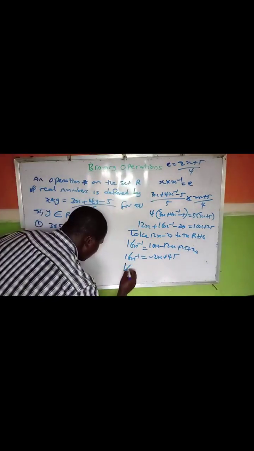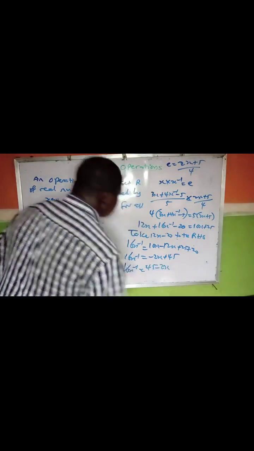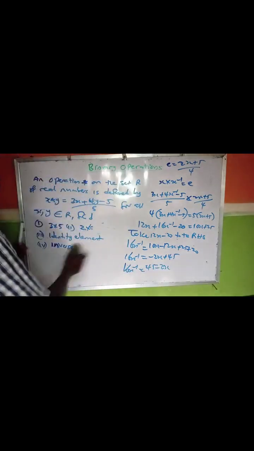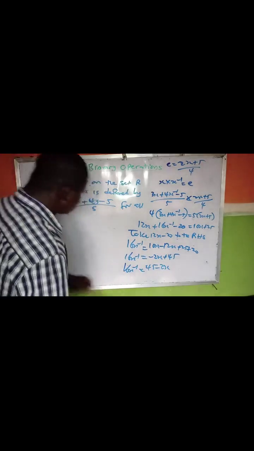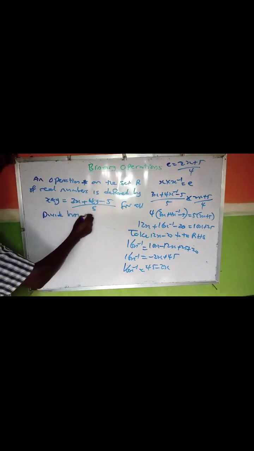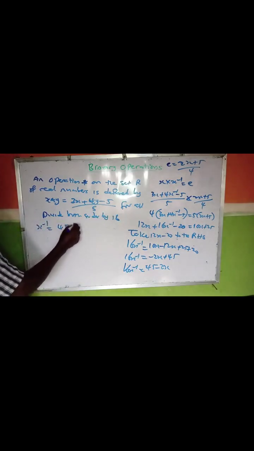You can re-express this one like this, equal to 45 minus 2x. So the next thing you are going to do is to divide both sides by 16. So here you divide both sides by 16. So you will have x to the power minus 1 equal to (45 minus 2x) over 16. So that is the inverse.